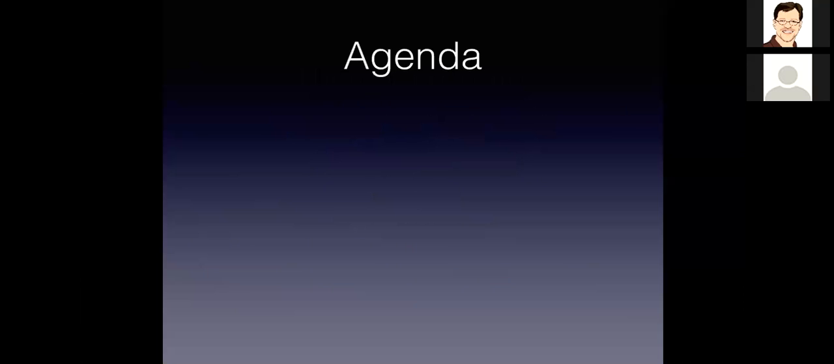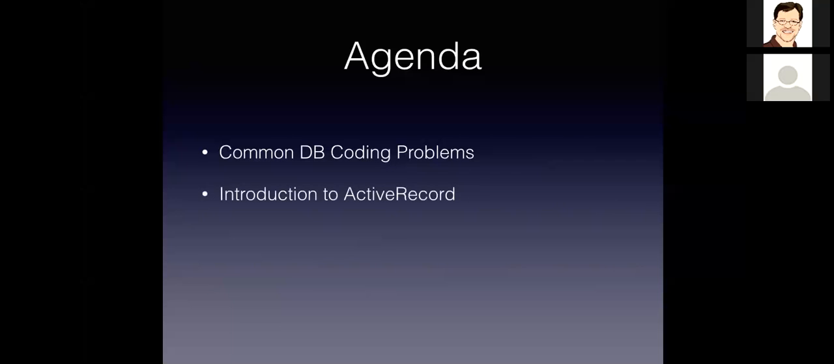Today we're going to talk about a number of items. We're going to talk about common database coding problems that most of us will encounter at some point in our Xojo coding career. We'll give an introduction to ActiveRecord, and we'll do a demo with RGen and ActiveRecord. RGen is our utility that creates the classes for us. And we'll have a Q&A session if there are any questions.